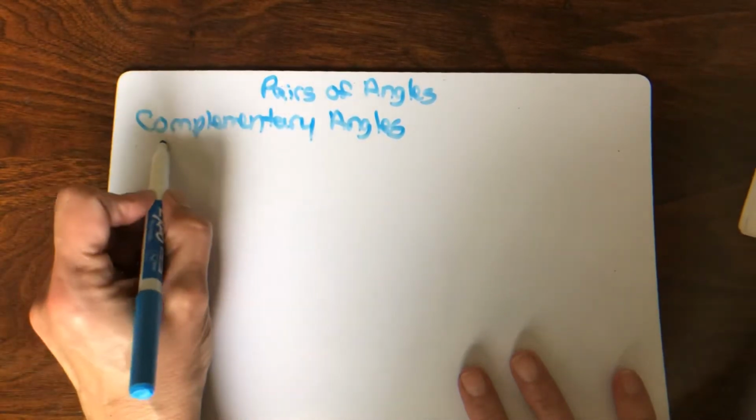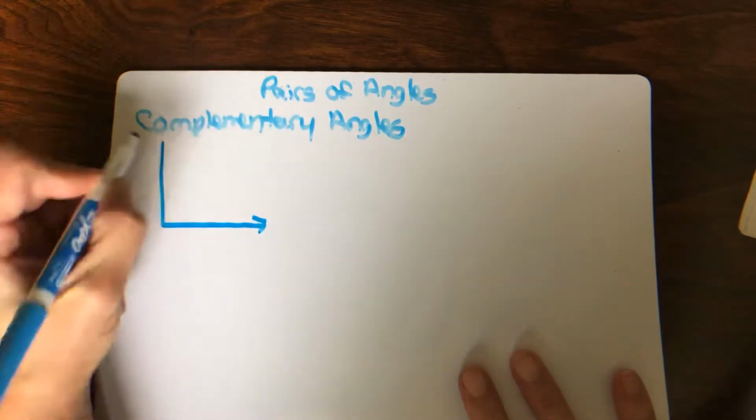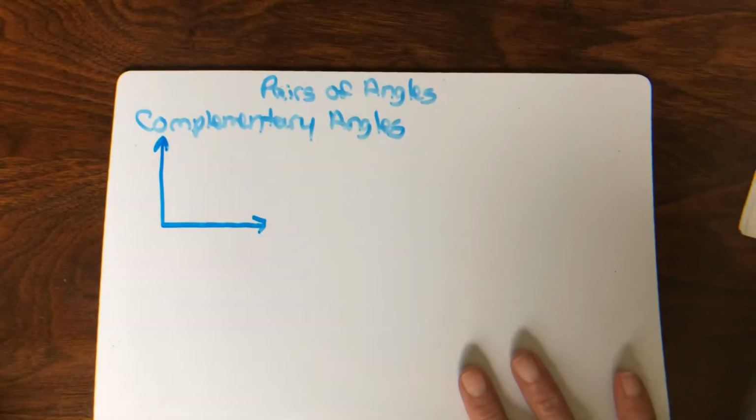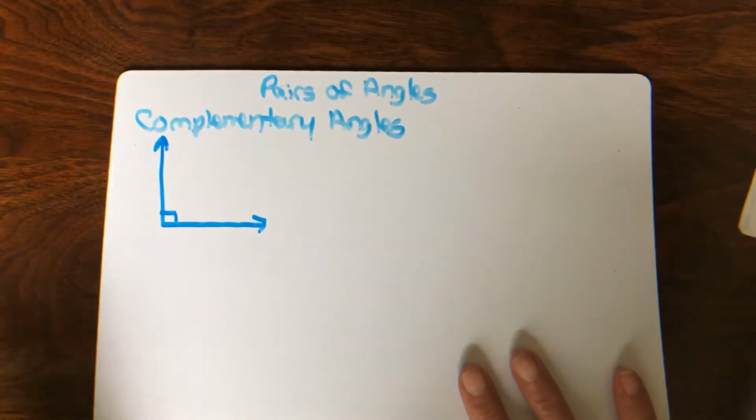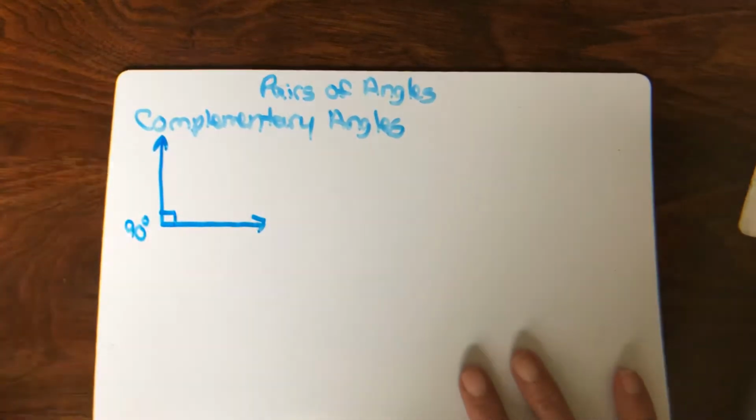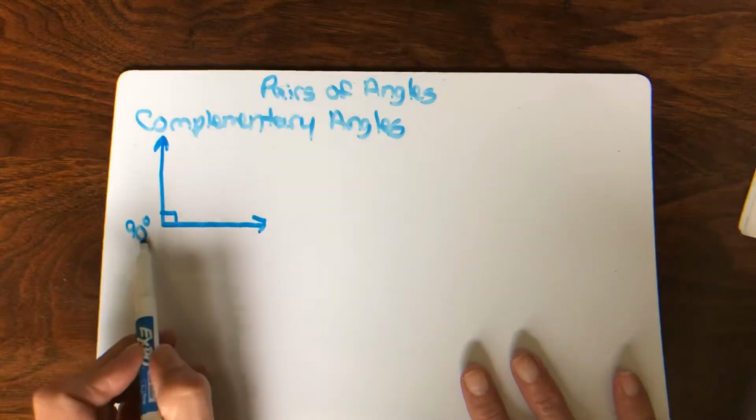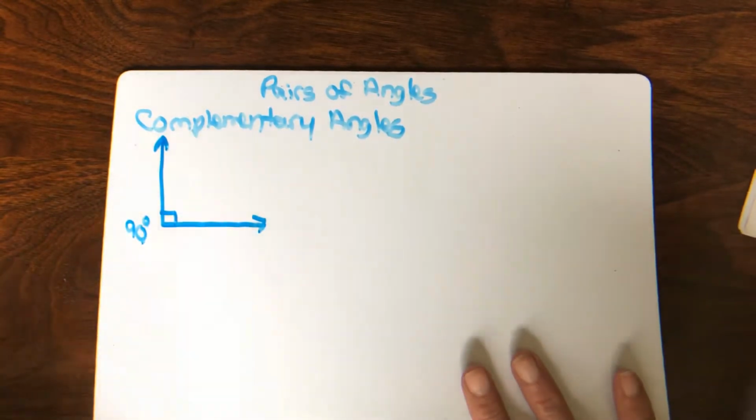Sum means add up. So think about this. Here's your angle. You're supposed to know when I give you this mark that that equals what? 90 degrees, right? Yes, you're right. I shouldn't have to tell you the number, but I'm telling you that so you see it here.